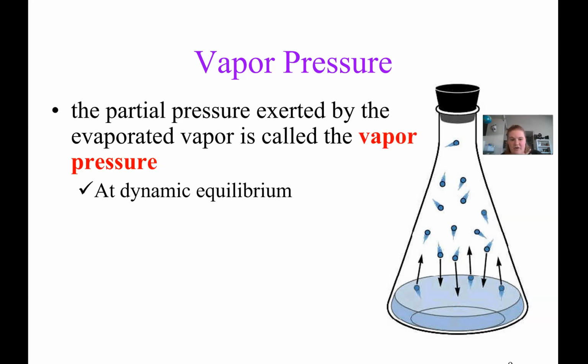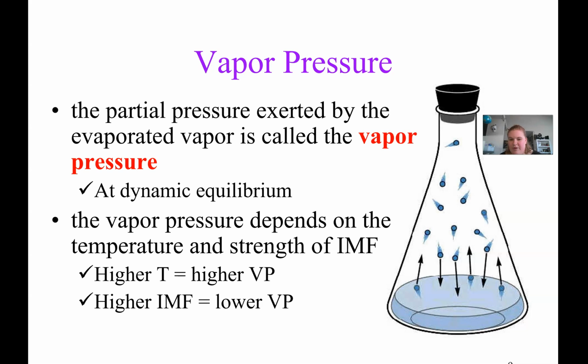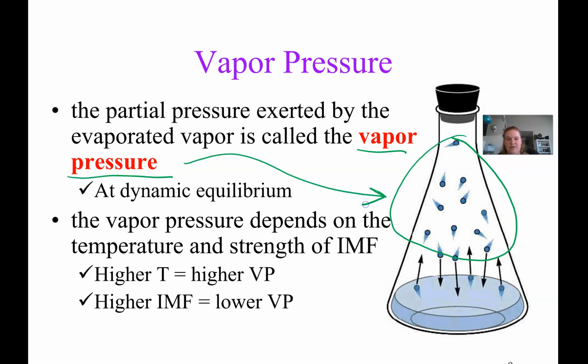One more slide within this category is the definition of vapor pressure. So when we have that closed system, we've allowed the solution to reach dynamic equilibrium. We have all these gas molecules up here. The pressure that those gas molecules have is called the vapor pressure. So the vapor pressure is the partial pressure exerted by that evaporated gas. And it's going to depend on the intermolecular forces and the temperature.